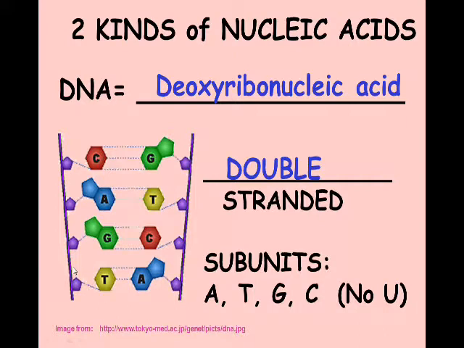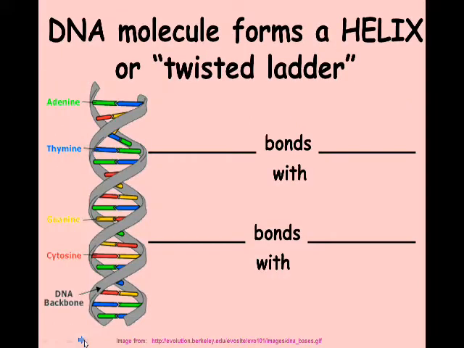It looks kind of like a ladder, the rungs of the ladder. And the subunits that I can use, remember, to make DNA are those A's, T's, G's, and C's. No U's. If I want to make that combination now, I put my ladder together, and DNA is what we call a helix. It looks like the ladder's been twisted.